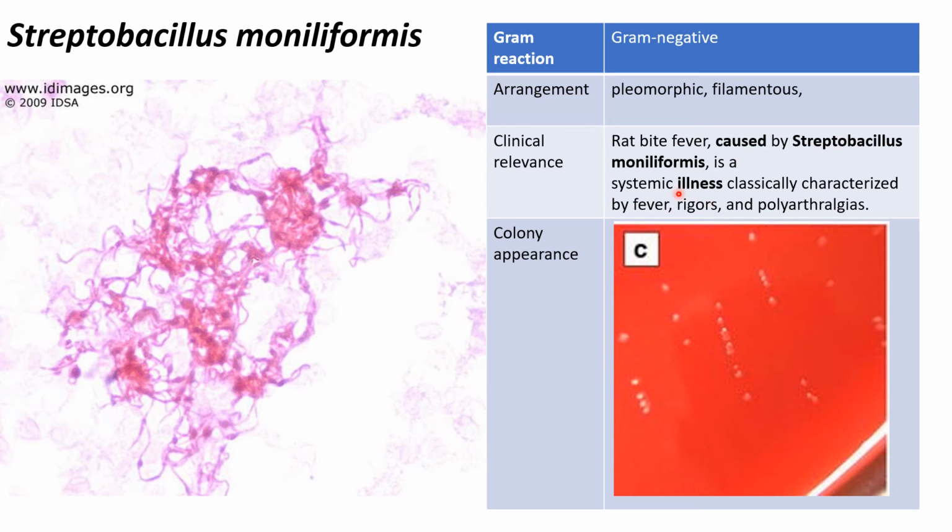And we have Streptobacillus moniliformis. Okay, so it's a gram-negative streptobacilli. So it could be filamentous or pleomorphic, and take note, don't forget, rat bite fever caused by Streptobacillus moniliformis. Okay, so this is the appearance under a microscope and on blood agar plate.